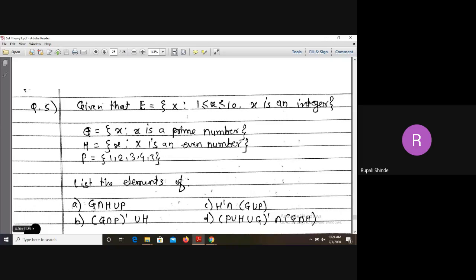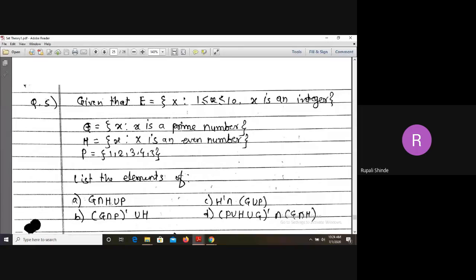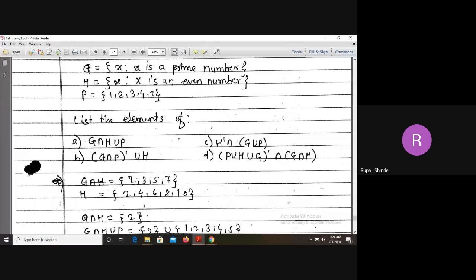Okay. The first question they have asked is G intersection H union P. So we have to find out the set of elements that belong to this given set. For that purpose, first of all, we have to finalize the different elements belonging to G, H, and P is already given. So first, we have to finalize the elements that can belong to G. G consists of all prime numbers. So we have to find prime numbers from 1 to 10, and those numbers are 2, 3, 5, 7. So this is the set G.